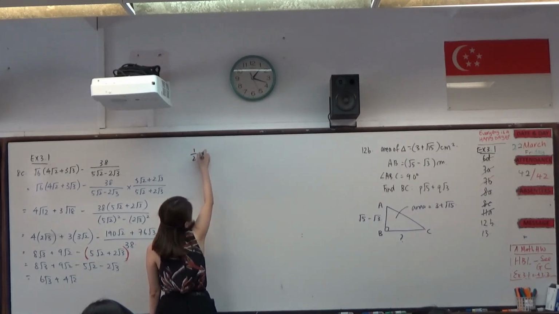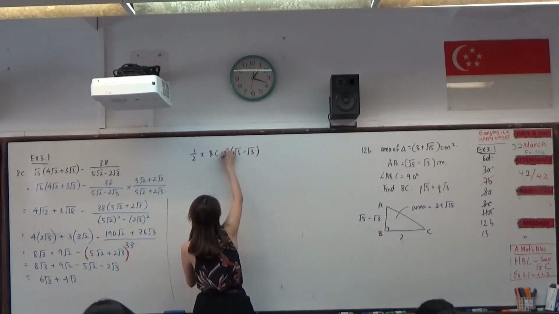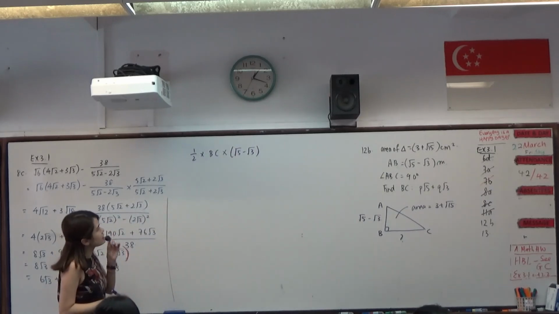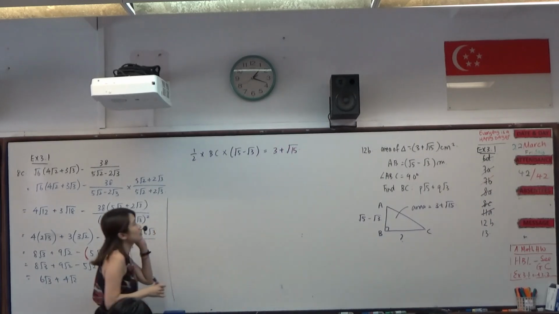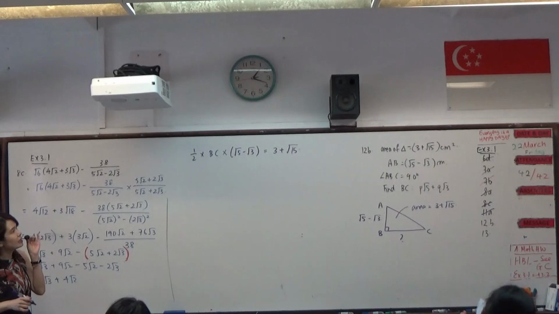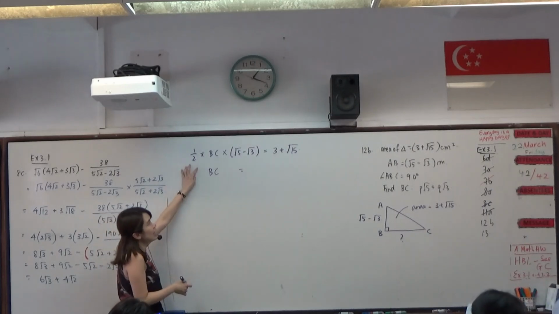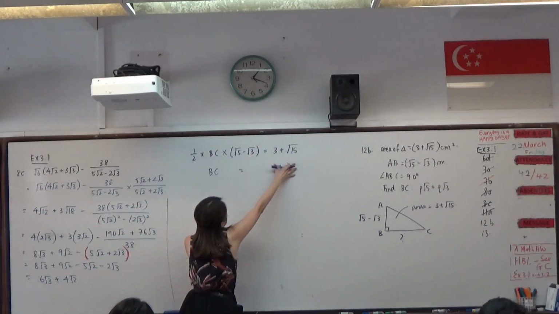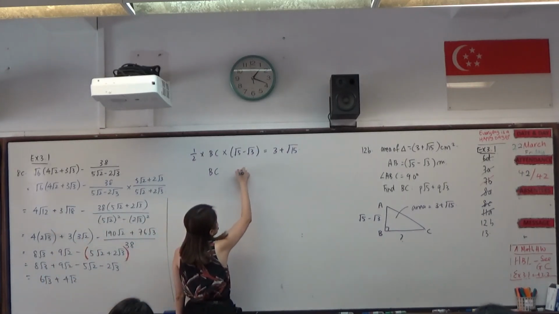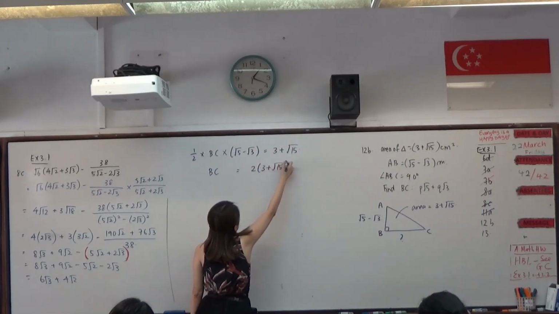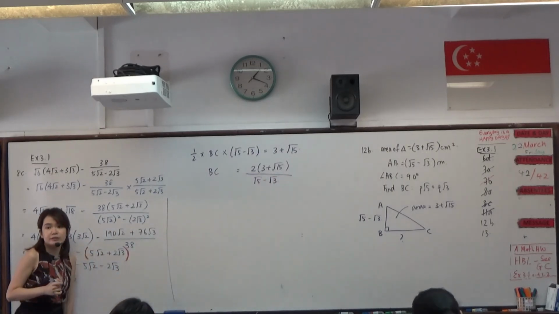So half times BC times the height, making sure there's brackets around the height because it is an expression altogether. That will be equals to 3 plus root 15. Our objective is to find out what is BC. So we divide over our half. We also divide the square root 5 minus square root 3 over to the right side. Dividing by half will mean multiplication of 2, followed by dividing by the root 5 minus root 3. So this is your BC.